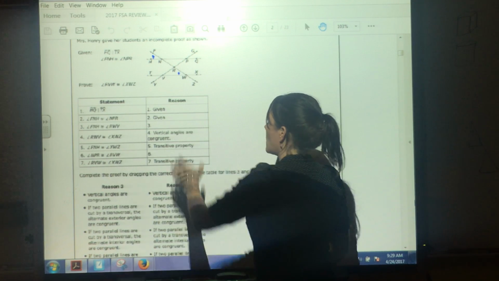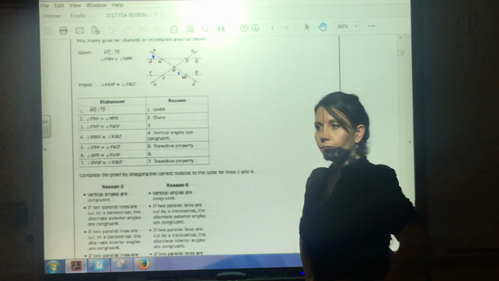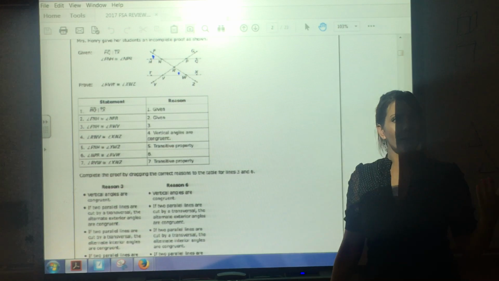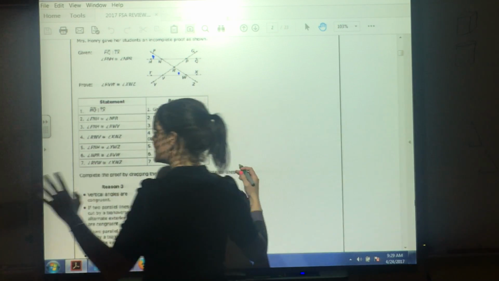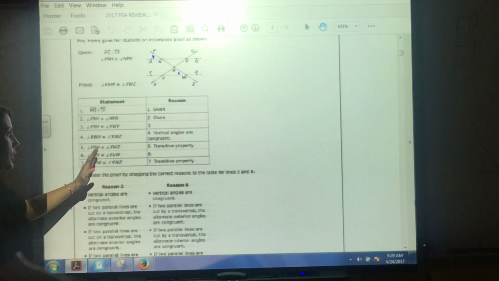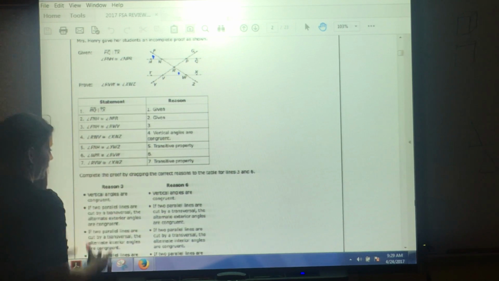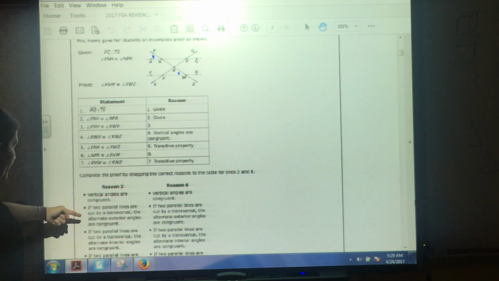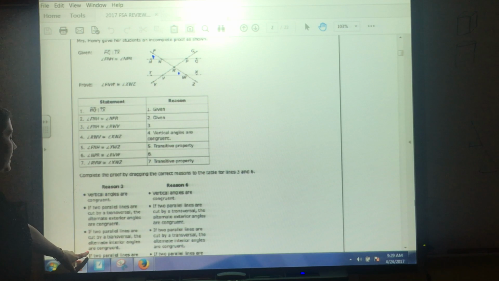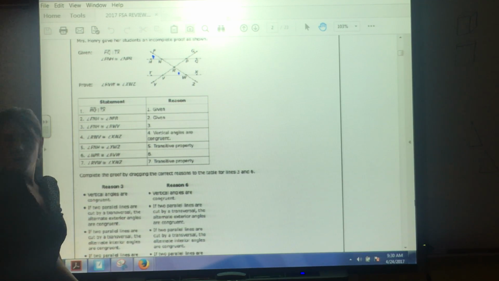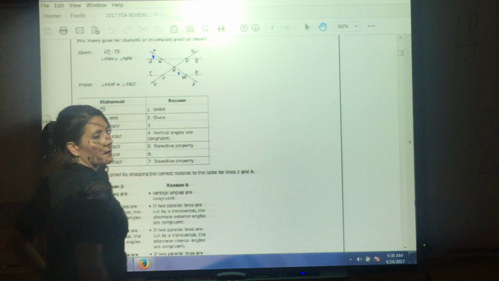Well, what do you know about those two angles? They're corresponding. That's your answer right there. This is reason 3, so you're going to go from this column, and it's the third one down: if two parallel lines are cut by a transversal, the corresponding angles are congruent. You take that, pick it up, and drop it into the box.